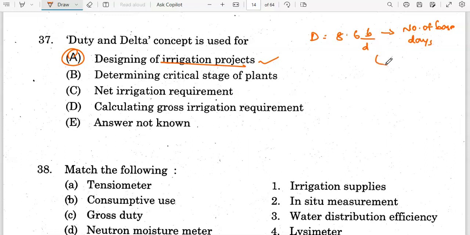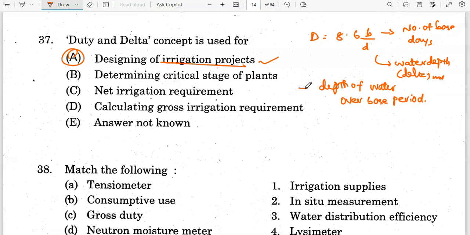D denotes the water depth or delta, which is in meters. Delta can be represented by depth of water over base period. Depth of water over base period is said to be delta.